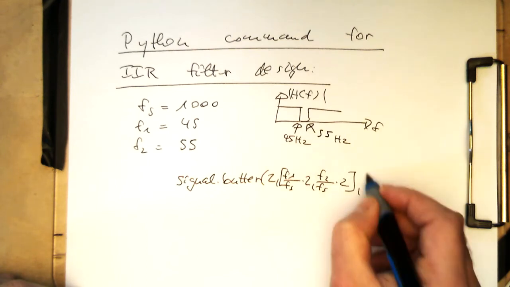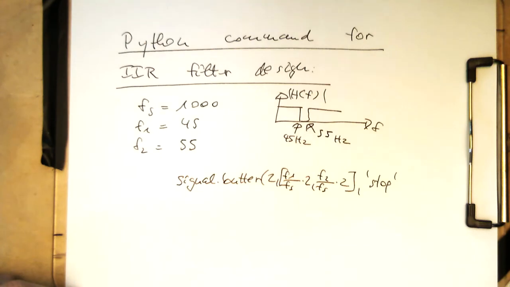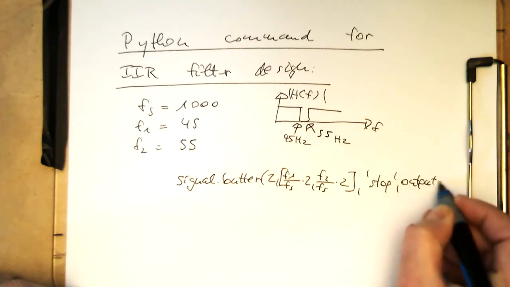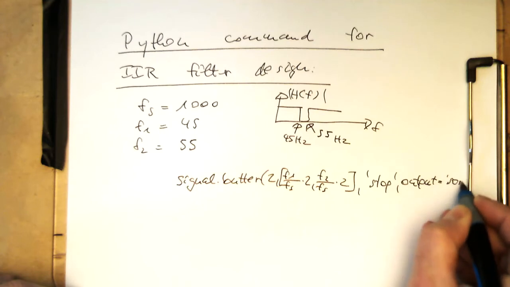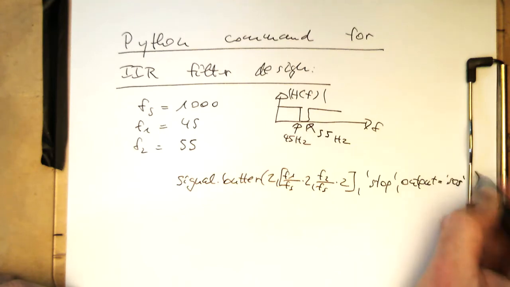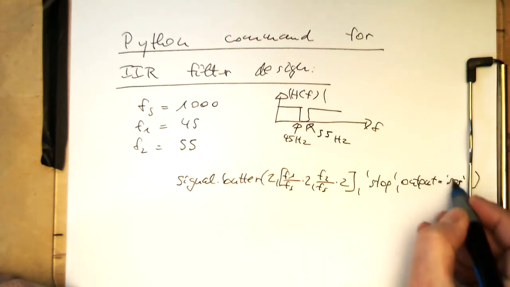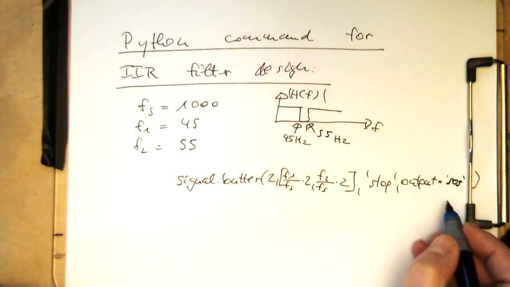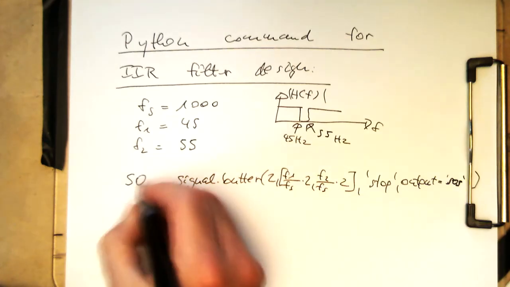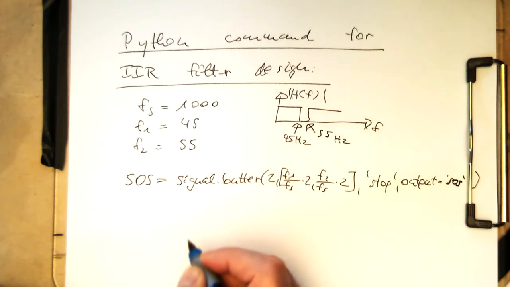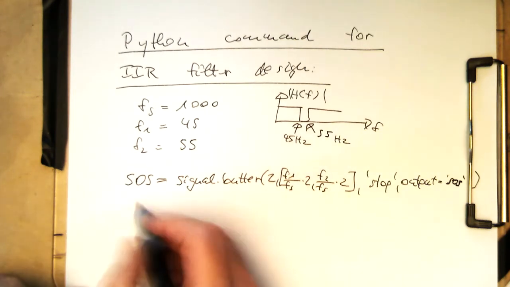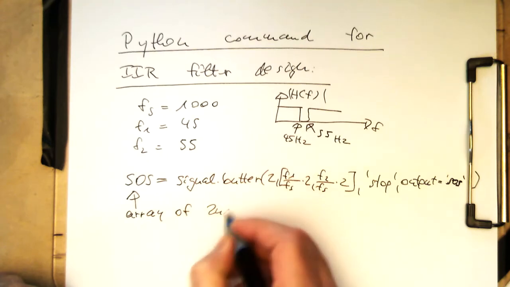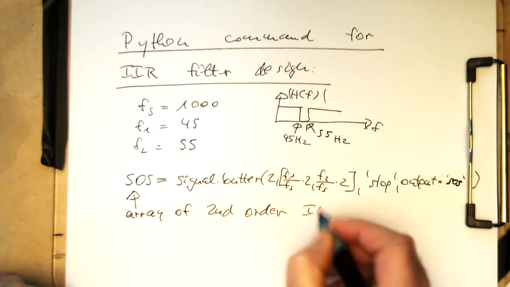And then we want to have a stop band filter, and then this important option here, output equals SOS. That's a bracket around there. So that's a bit squeezed here. Yeah, so that's the SOS. So this creates us here the second order structures, and then the variable, let's call this also SOS, so we are creating here the array of second order IIR filter coefficients.